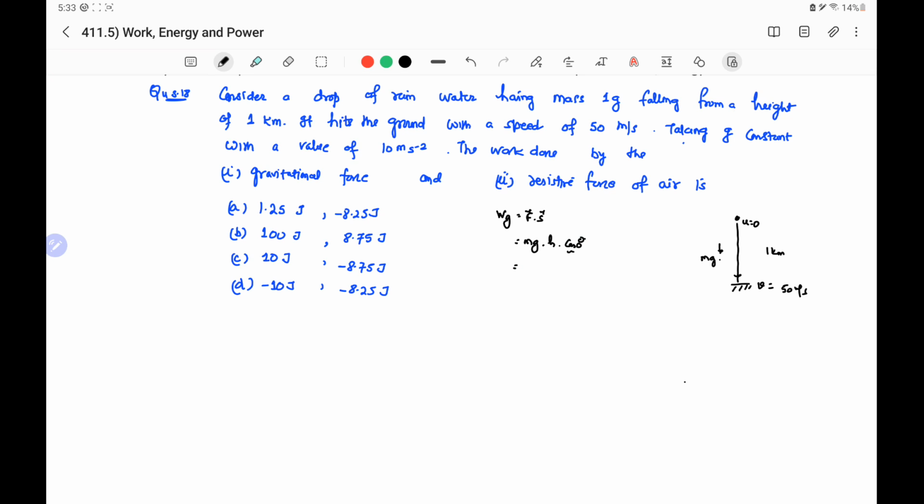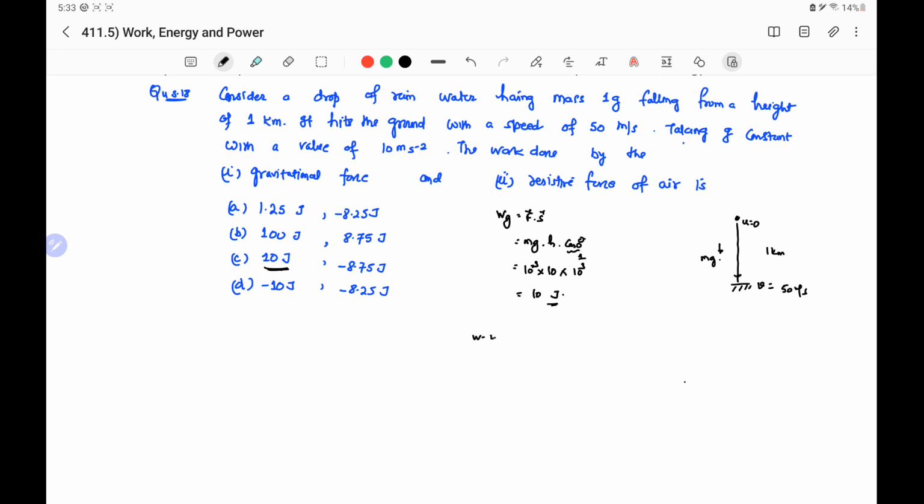So cos 0 is 1. Substituting the values, 1 gram means 10 to the power minus 3 kilogram, into acceleration due to gravity, which is 10, and height is 1 kilometer, that means it is 1000 meter. So it will be simply 10 joule. So option C has the value 10 joule. So option C appears correct. Now we have to find the work done due to the resistive force of the air.